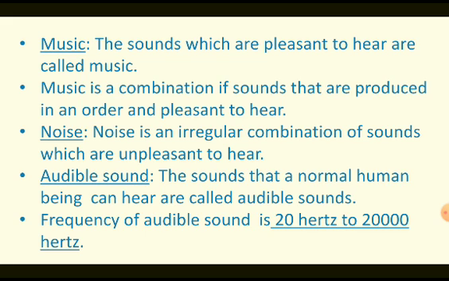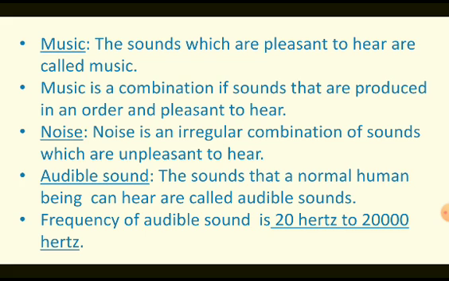The next is audible sound. The sounds that a normal human being can hear are called audible sounds. So we human beings are restricted to a few sounds. The sounds that we can hear are called audible sound. There are a few sounds which we cannot hear, and there are a few sounds which we shouldn't hear.